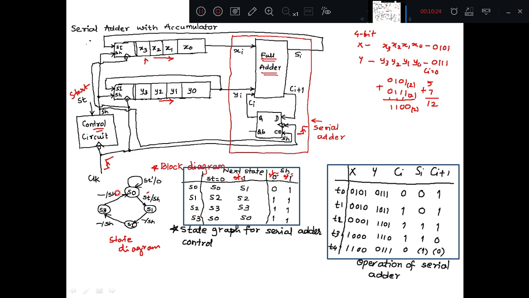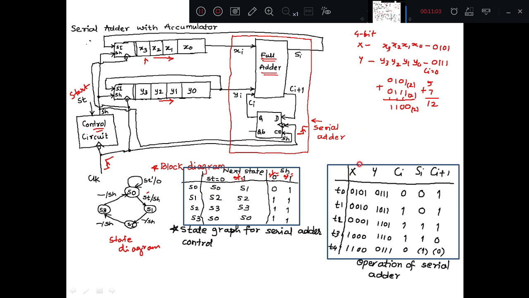So we are making the output shift signal 1, and this shift signal is generated from the control unit, as well as the clock that is connected to the control circuit will control the entire operation, that is the movement from S0 to S1, S1 to S2, S2 to S3 and S0. The clock period will decide the total time taken to complete the operation by the serial adder with accumulator. Say the clock duration is 1 second, it takes 4 seconds to complete the operation, 4-bit addition, serial addition.